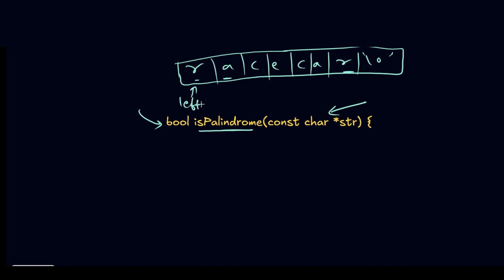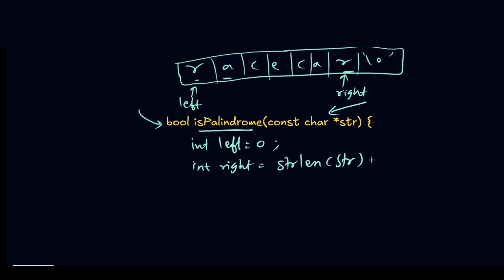Let's say we have a left index which points to the beginning of the string and a right index which points to the last character of the string. Let's define two variables, int left equal to 0 and int right equal to strlen of str minus 1, which means right will point to the last character of the string.